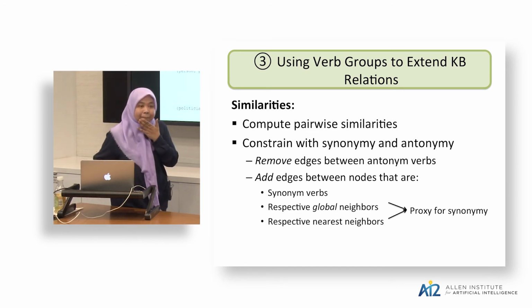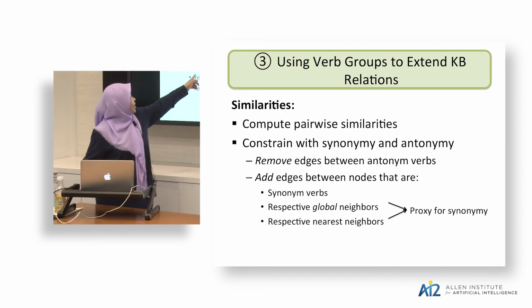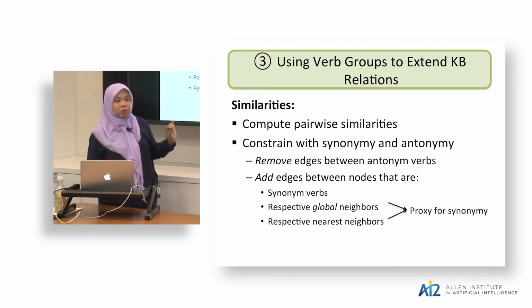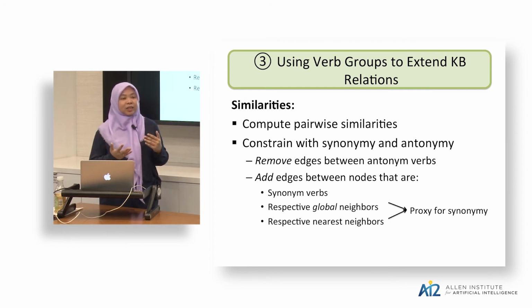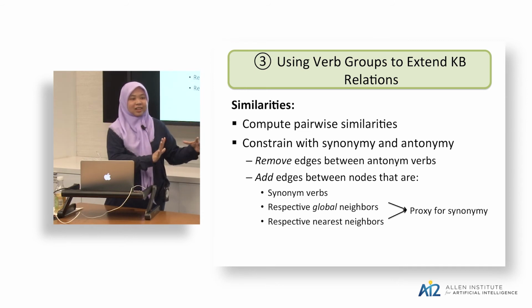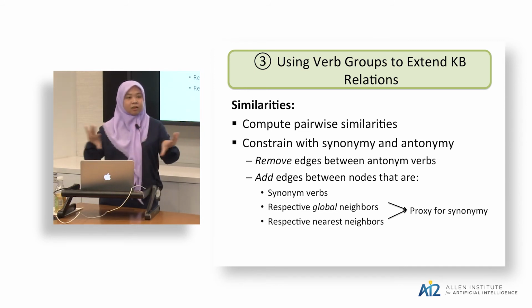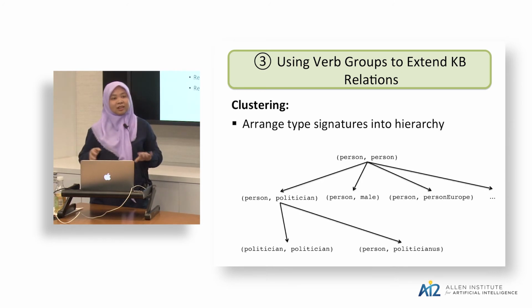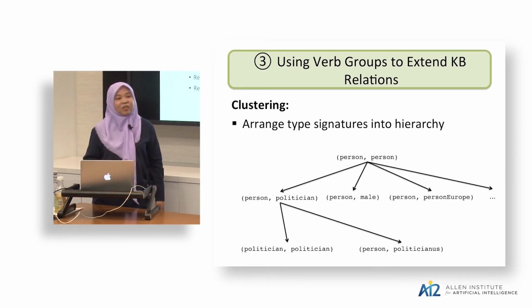Yeah. And how about antonymy? Oh yeah, we do something simple in this case. We remove edges between antonym verbs. But yeah, we can think about using counter-fitting and retrofitting of the word embeddings, which try to push the synonym embeddings closer in space and antonyms further away in space. So those are some of the possible things that we can do, but I didn't do it here.